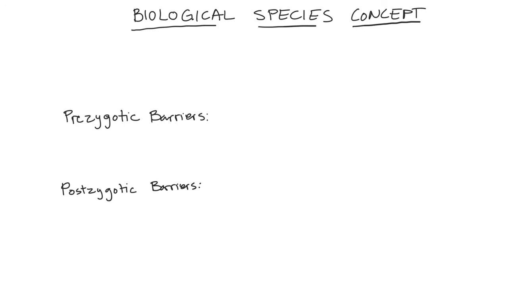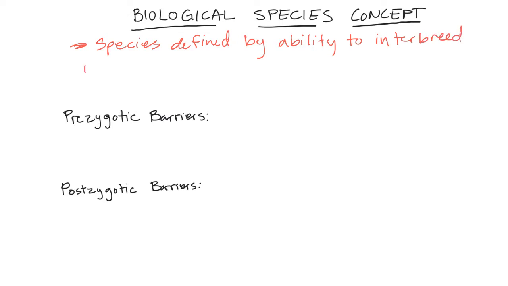All right, so there are a few different ways in which you can define a species. What was our biological species concept? So a species is defined by its ability to interbreed in nature. If populations can interbreed and produce viable offspring, then they are the same species. If not, then they are different species.